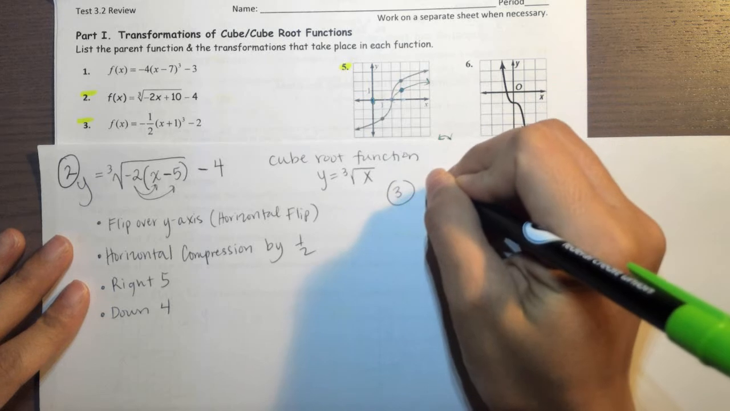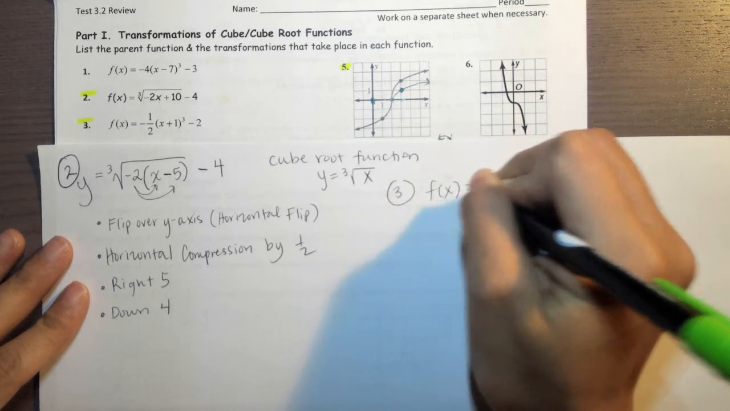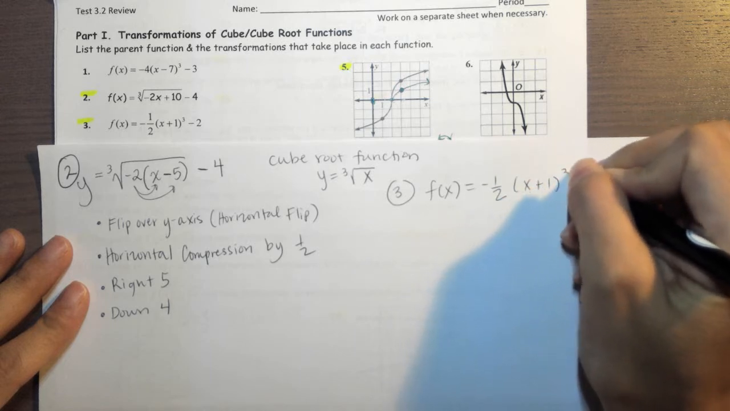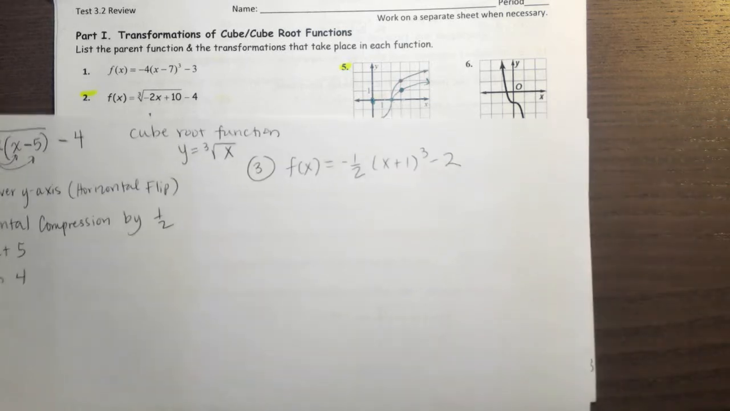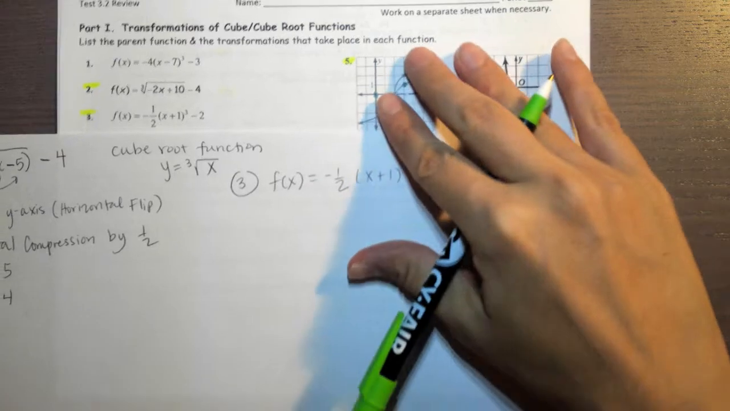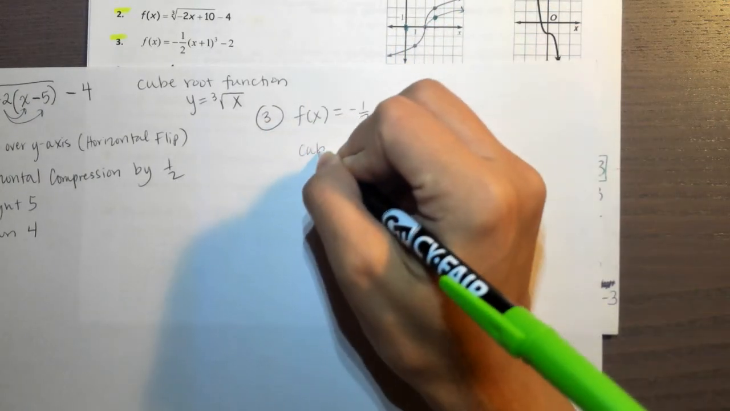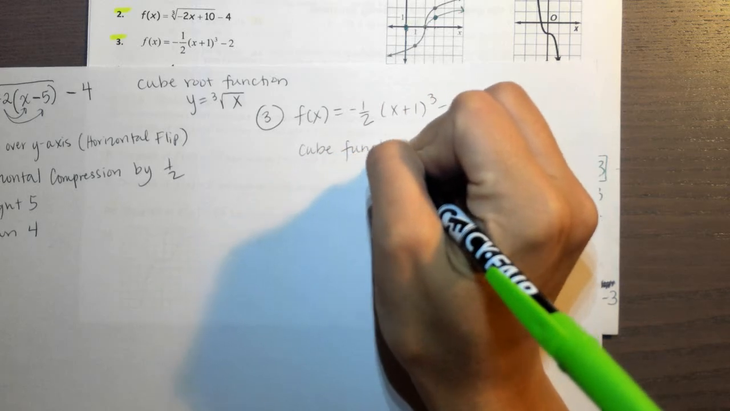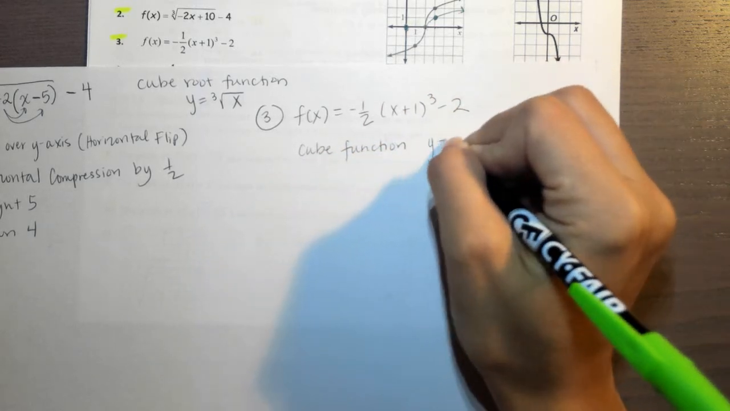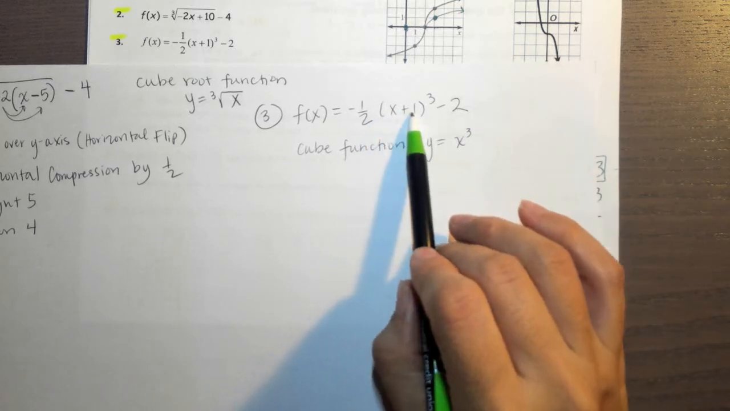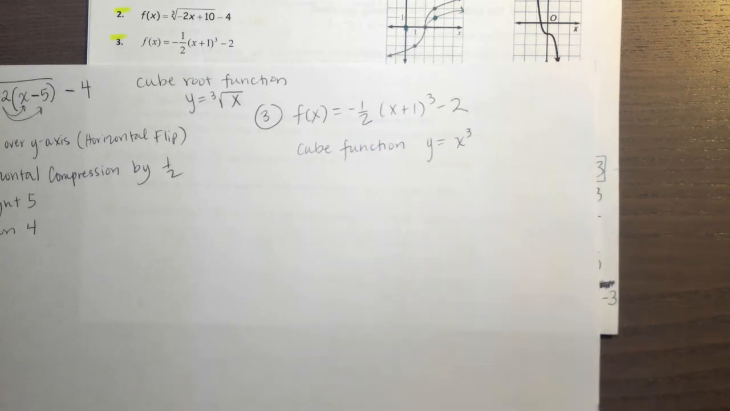So number 3, I have f of x equals negative 1/2 x plus 1 cubed minus 2. Now with this guy right here, this is the cube function. So we're comparing y equals x cubed. And right here with the parentheses, anything inside the parentheses, that is horizontal land, right, where you do the opposite.